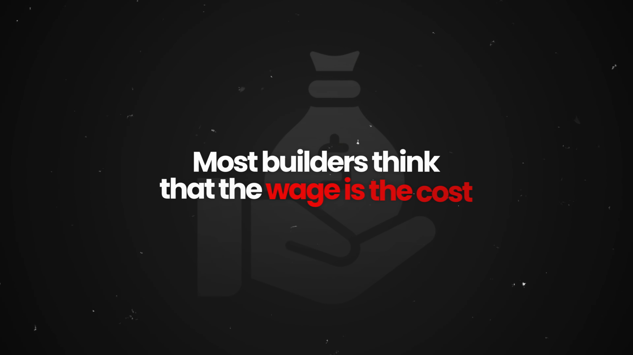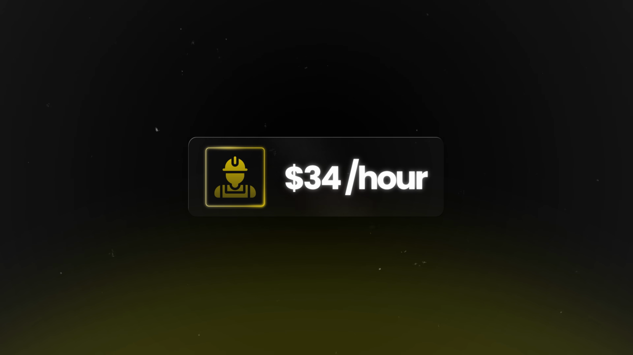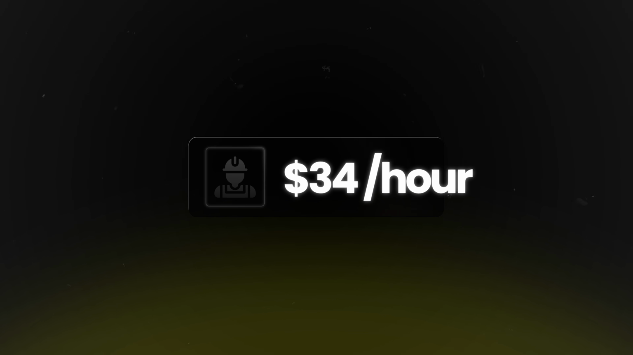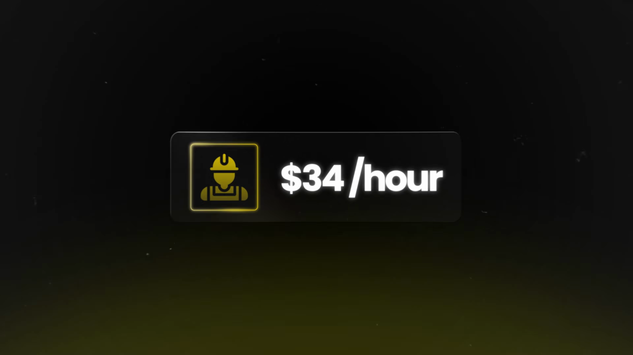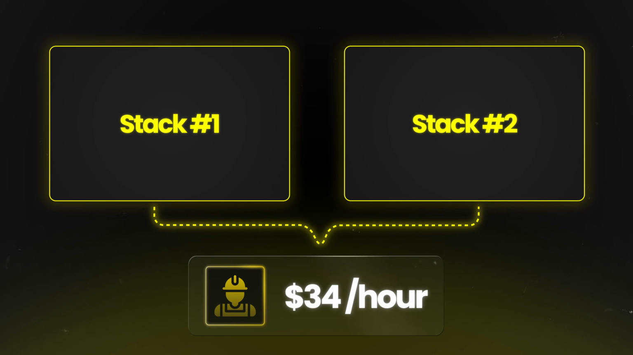Most builders think that the wage is the cost. Take a carpenter that you pay $34 an hour. In your head, it's easy to think that that costs you $34 an hour, but it doesn't. The 34 is just the part that lands in their paycheck. Two additional stacks of costs sit on top of that wage.